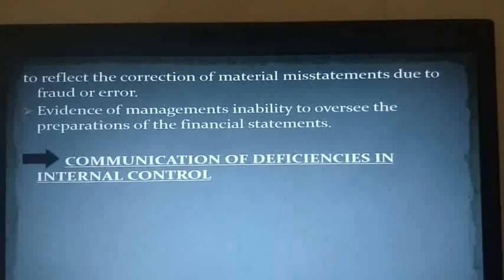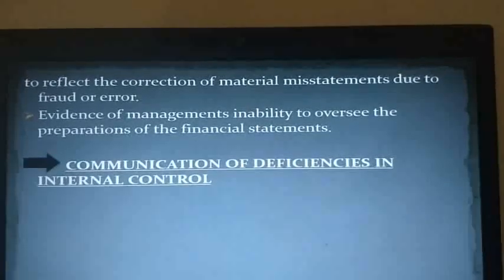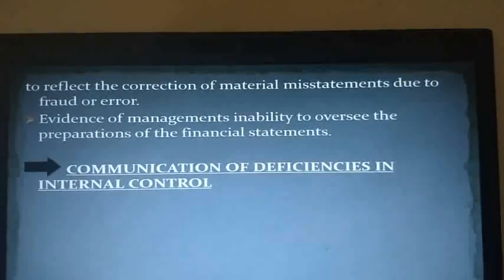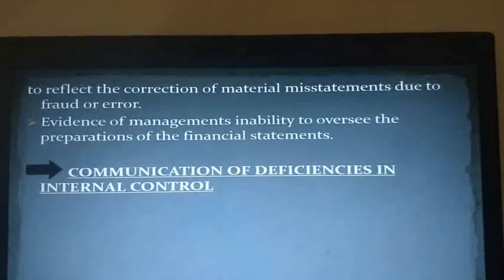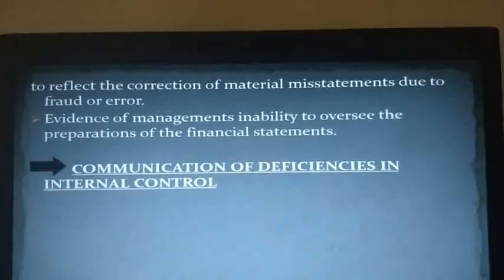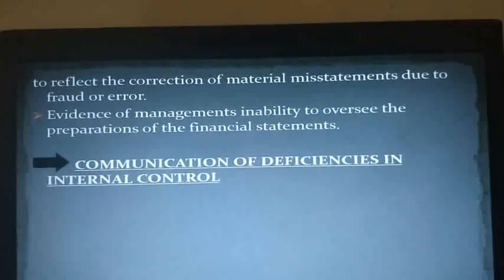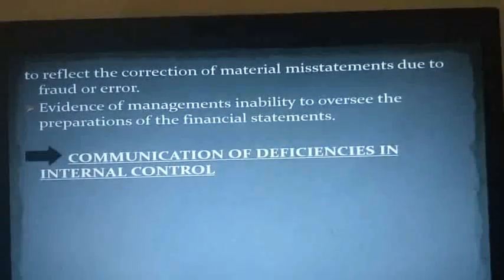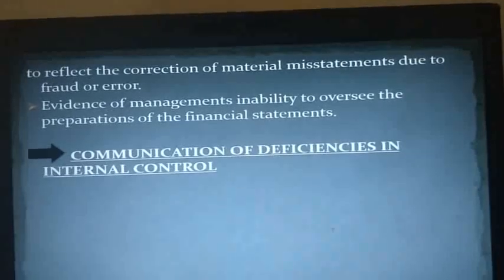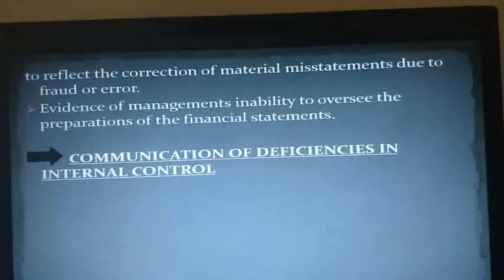Regardless of the timing of written communication of significant deficiencies, the auditor may communicate this orally in the first instance to the management and, when appropriate, to those charged with governance. It is the auditor's duty to identify these deficiencies and communicate them so that necessary actions will be taken, and you can also minimize the material misstatement.